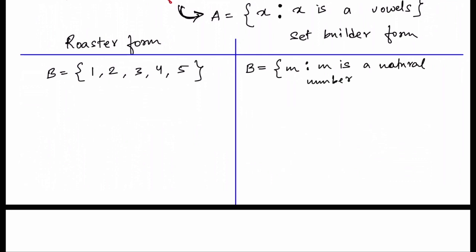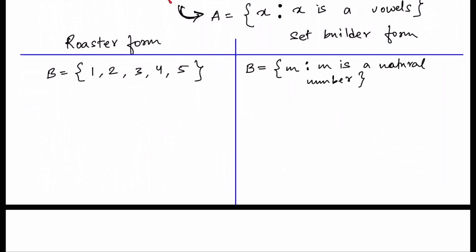But this is not enough because all the natural numbers are not present in the set. So we have to fulfill all the restrictions. Now, M is a natural number and M is less than 6. This will be the complete set builder form for the given set. We have to write it completely. If we erase this part, then it is not complete.